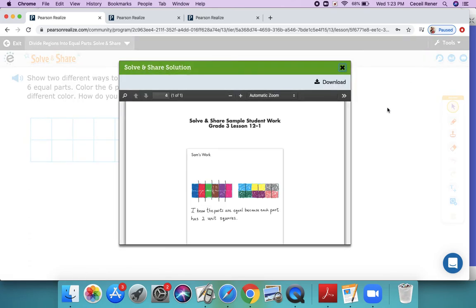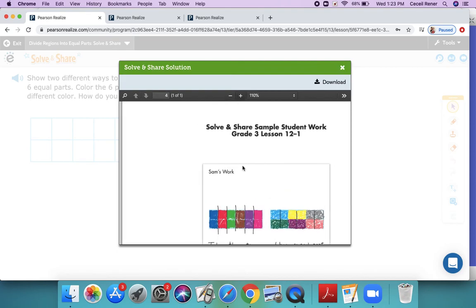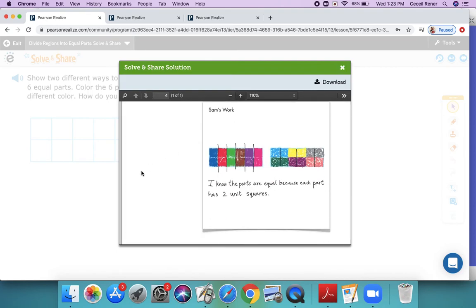We're going to look at Sam's solution. So this is what Sam did. Let's see, I think I can make this a little bit bigger so we can look at it. Sam took his regions and he colored 2 squares blue this way, 2 red, green, brown, purple, and pink. Then he took the other region and he colored 2 squares blue going this way, yellow, gray, tan, purple, and green. And he said, I know the parts are equal because each part has 2 unit squares.